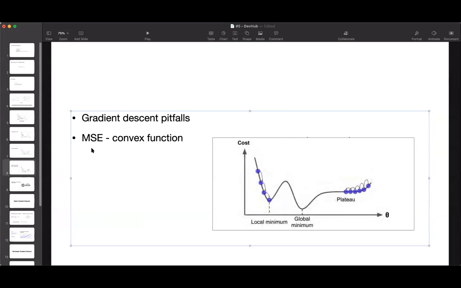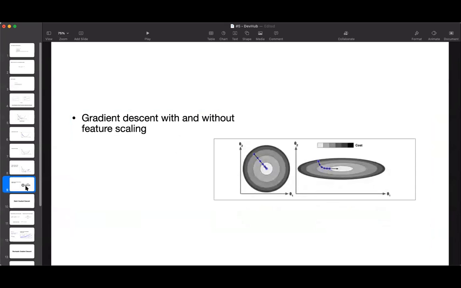Now we'll see another thing that happens here. So here are two diagrams. On the left you can see a perfect circle kind of shape, and on the right you can see an oval kind of shape. So the cost function has the shape of a bowl, but it can be an elongated bowl, as on the right side, if the features have very different scales.